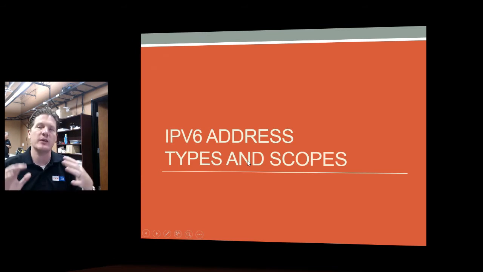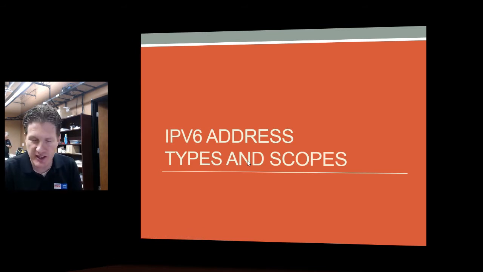So now that we understand what an IPv6 address is, when you look at it, you're not so confused. You don't look at it and go, whoa, what is this FE80::1? You now know what that means. Hopefully now you can understand a little bit more about IPv6 addresses, types, and scopes.